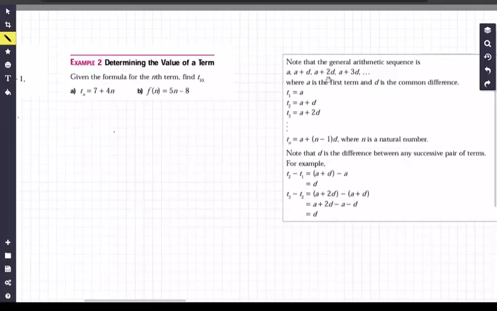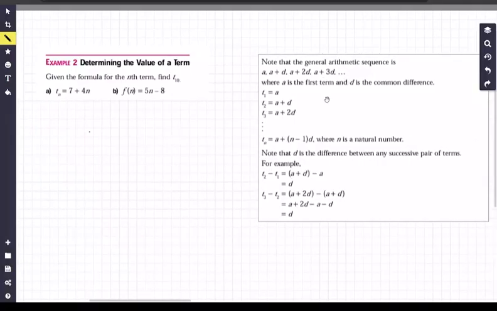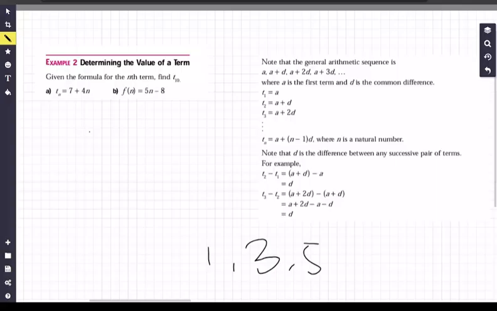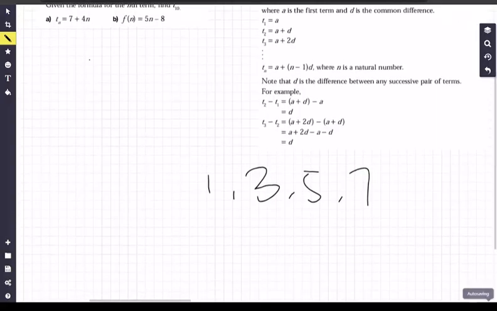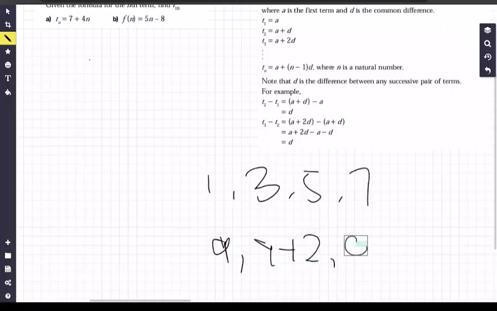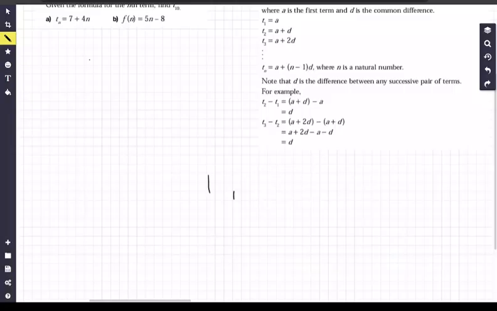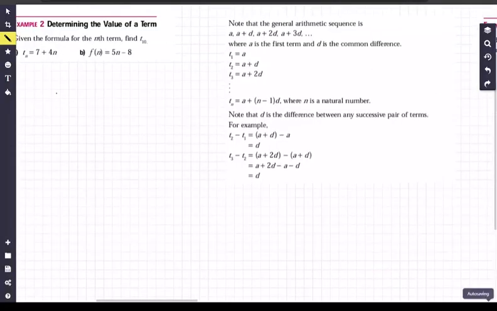Now let's think about something. Our general arithmetic sequence is A, A plus D, A plus 2D, A plus 3D. That's pretty simple. If I had 1, 3, 5, 7, this is 1, and our common difference is 2, so it's A plus 2 here, A plus 4 here, and A plus 6 here. We're adding more every single time. However, we're always adding 2 to get the next term.